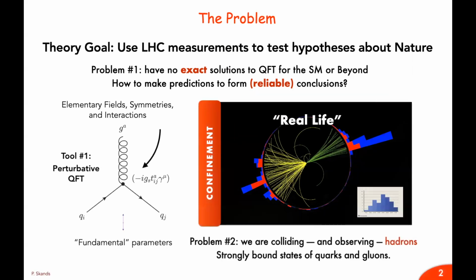But of course, what we actually see in real life in these colliders is pictures like the one on the right. We see hadrons, hadronic final states. We're also colliding hadrons. So both the initial state and the final state at the LHC are these strongly bound states of quarks and gluons, which certainly have very little to do with quark and gluon plane waves. So how do we connect this confined world with our nice perturbative language in which we can solve things? So that's really the problem that I'm going to talk about. How do we connect the picture on the left with the picture on the right?